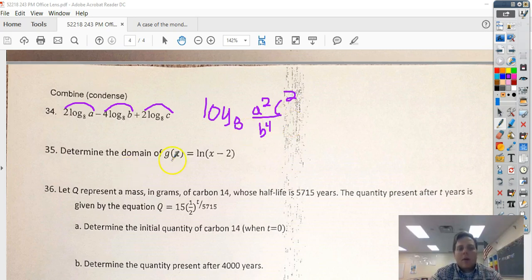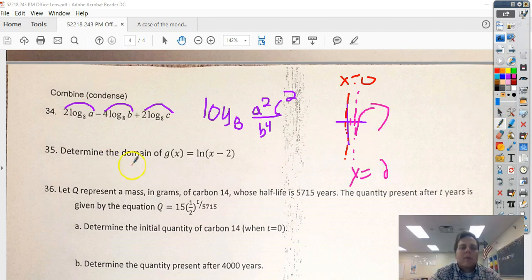All right. Problem 35. Determine the domain. G of x is equal to natural log of x minus 2. You should remember that a log graph has a vertical asymptote at x equals 0. Pretend that was drawn better. At x equals 0. But I'm shifting it to the right 2, so my vertical asymptote isn't at x equals 0. My vertical asymptote is at x equals 2. Okay, so it's actually this pink vertical asymptote at x equals 2. And then my graph just looks like this.